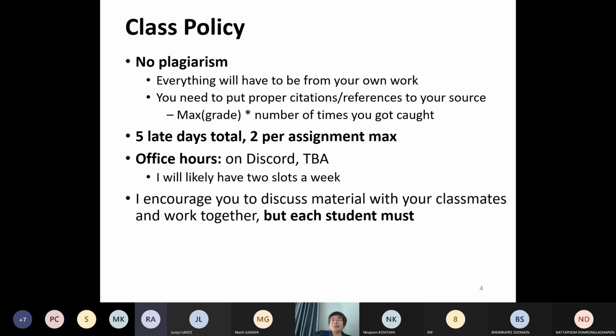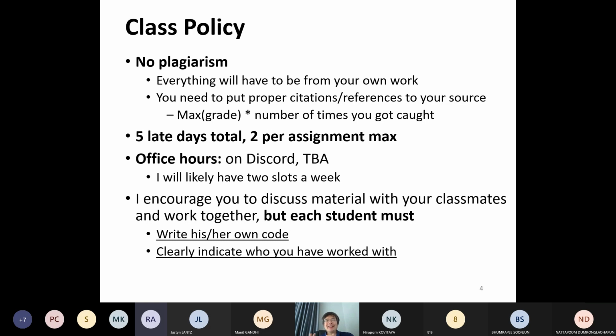I encourage you to discuss material with your classmates and work together, but each student must write your own code, and you need to clearly indicate who you have worked with. This is important because, again, treat it as a way for me not to penalize you. All right, any questions about the class policy?